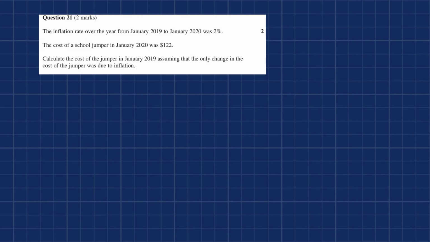Question 21, another financial maths question. The inflation rate over the year from January 2019 to January 2020 was 2%. The cost of a school jumper in January 2020 was $122. Calculate the cost of the jumper in 2019, assuming that the only change in the cost of the jumper was due to inflation. All right, so first thing we want to do is turn this into an equation.